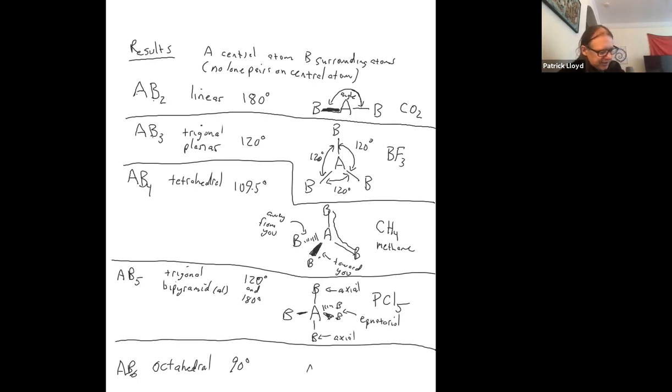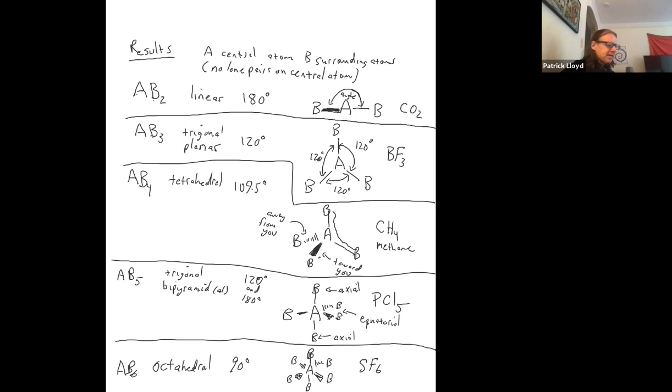Now this one, again, we've got a lot of them. So we're going to have 4 on the equatorial positions at the equator, and then 2 axial positions. So you've got AB6. Sulfur hexafluoride is an example of that, SF6. Okay, so those are your 5 basic structures under VSEPR theory: linear, trigonal planar, tetrahedral, trigonal bipyramid, and octahedral.